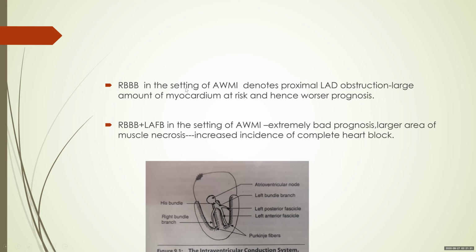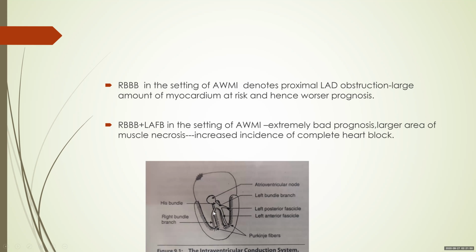So RBBB in the setting of an anterior wall MI denotes proximal LAD obstruction, a large amount of myocardium at risk, hence worse prognosis. Just by seeing an RBBB in an anterior wall MI, you can say this patient is going to do badly without intervention.